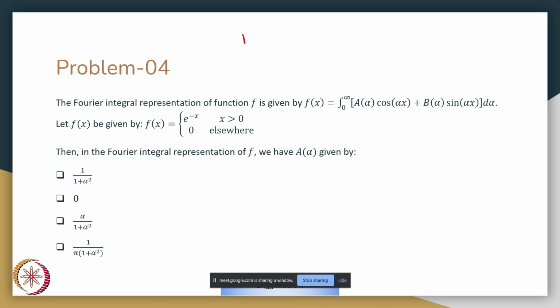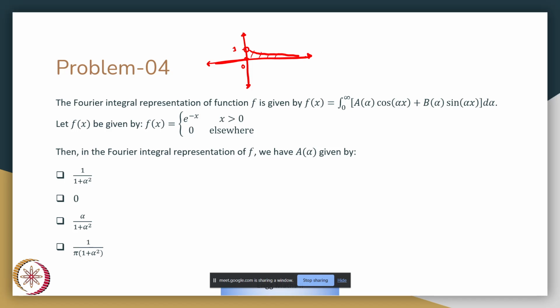So the function that we have been given is e raised to minus x when x is greater than 0. So I'll show this as 1, this as 0, x greater than 0, so 0 is not included, and this is our exponentially decreasing function. And for every other point, it's basically given as 0.